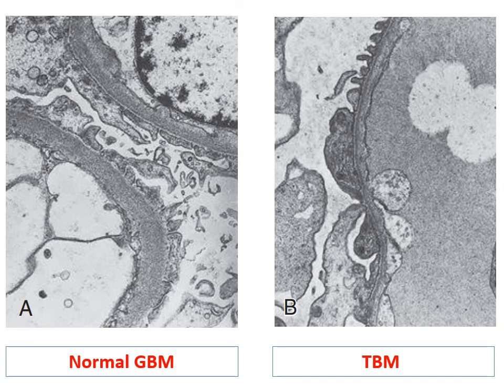Also, this is a very nice picture. This is the normal GBM, normal thickness, and look here at the thin basement membrane. It's very thin compared to this. Both are at the same magnification, if you are asking. Look here, it is thick, and here it is diffuse thinning all over.